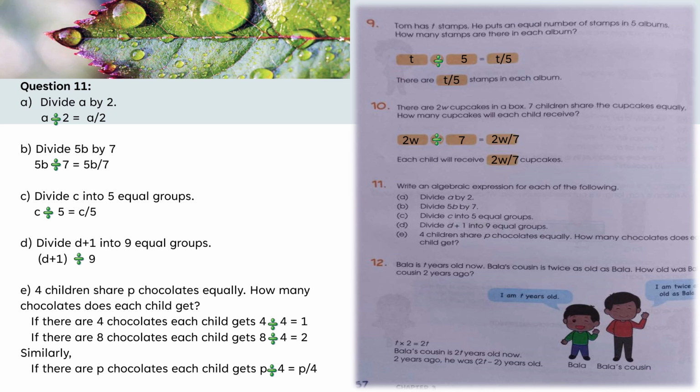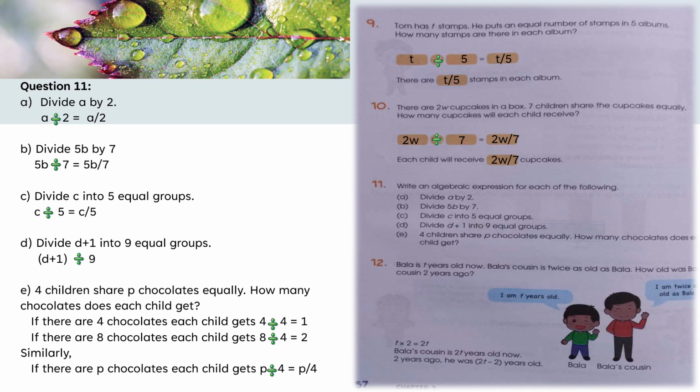In part C, we have to divide C into 5 equal groups. As C is going to be divided into 5 equal groups, the algebraic expression will be C divided by 5. Similarly, in part D, D plus 1 is going to be divided into 9 equal groups. As D plus 1 is going to be divided into 9 groups, we write D plus 1 in brackets to clarify any confusion, and there is a division sign in between them, and then we write 9.